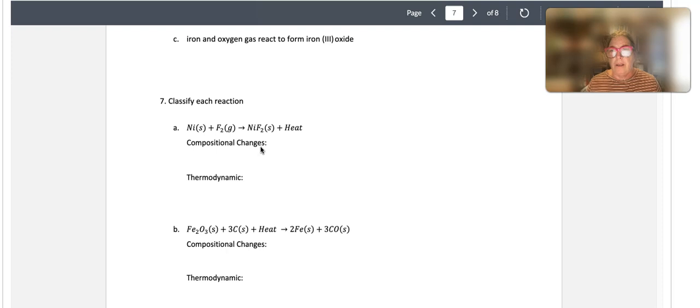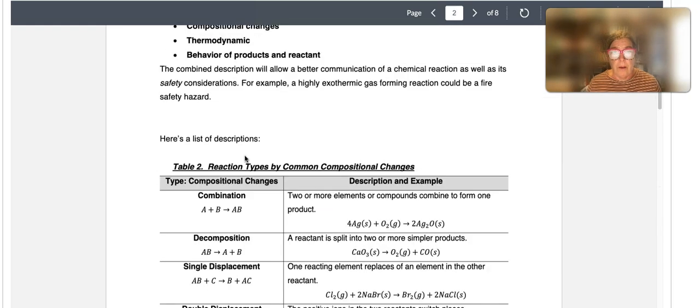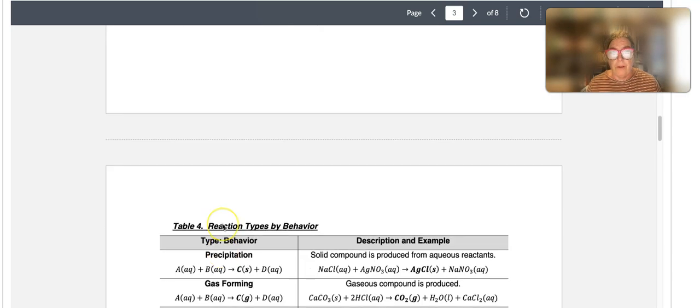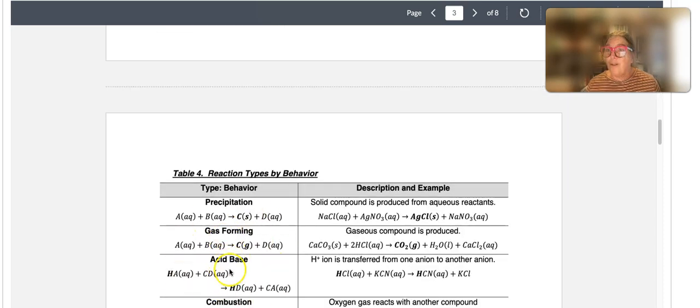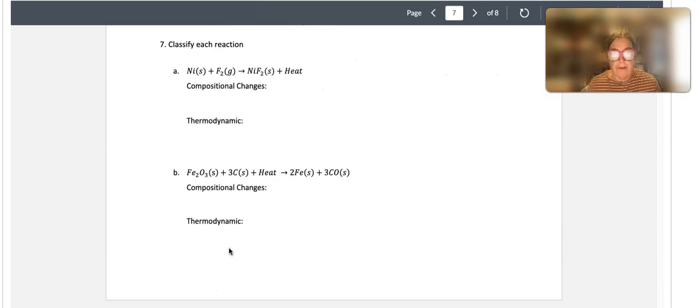Is it a decomposition? Is it a single displacement? Is it a double displacement? Or is it a combination reaction? You have to choose one of these for each one in that question number 7.